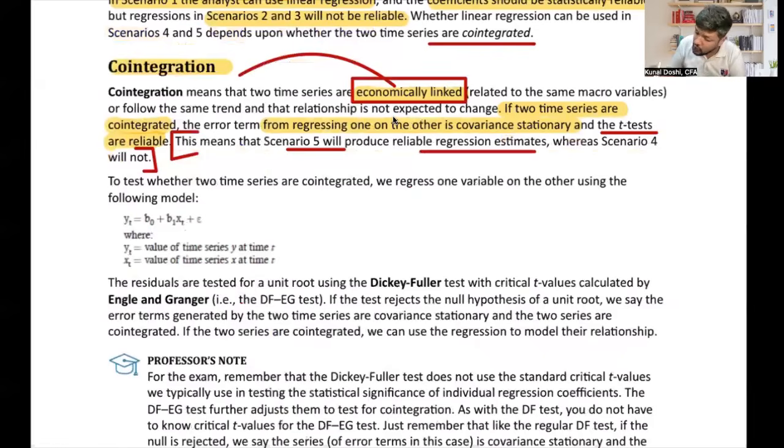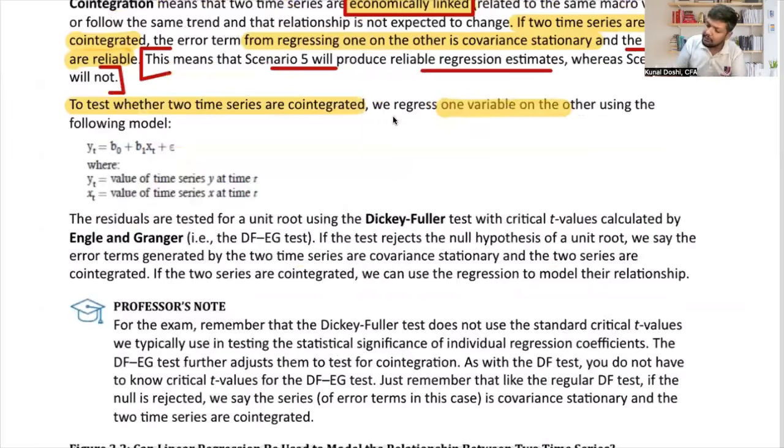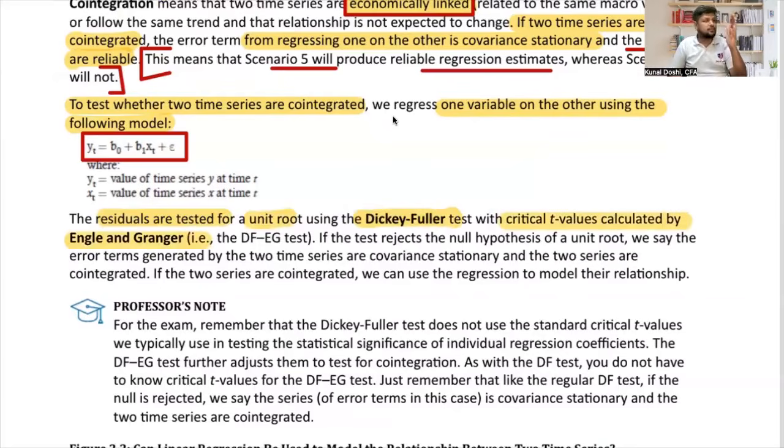So how do I do this? To test whether the time series are co-integrated, we regress one variable on the other following the model. They've used a simple model. We just regress, and we conclude whether they are co-integrated or not. For this, we use a different test. It is called the DFEG test. So the residuals are tested for a unit root using the Dickey-Fuller test with critical values calculated by Engle and Granger. You don't have to remember, just remember the DFEG test.